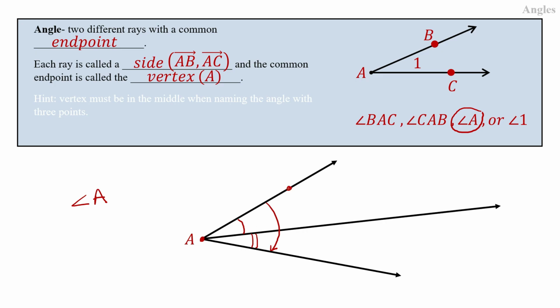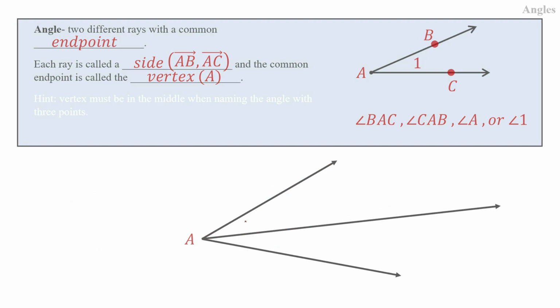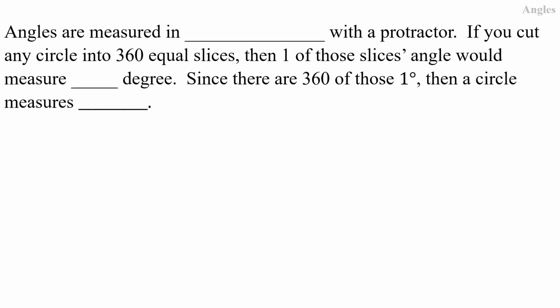For example, I may call this B, and I might call this C. Now, if I call it angle BAC, then you know I'm talking about the one that passes through B, hits A at the vertex, and then goes towards C. You know I'm talking about this angle right here in the middle. Okay. So angles are measured in degrees.